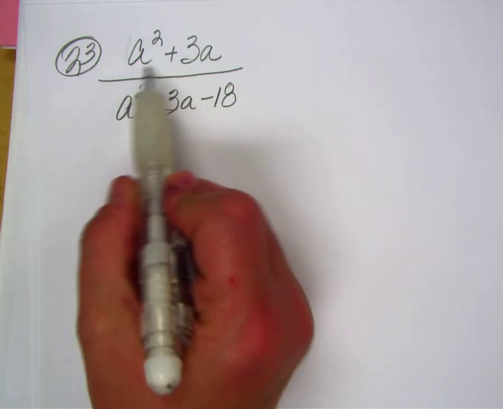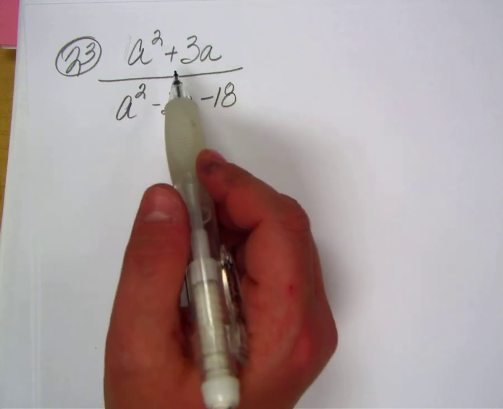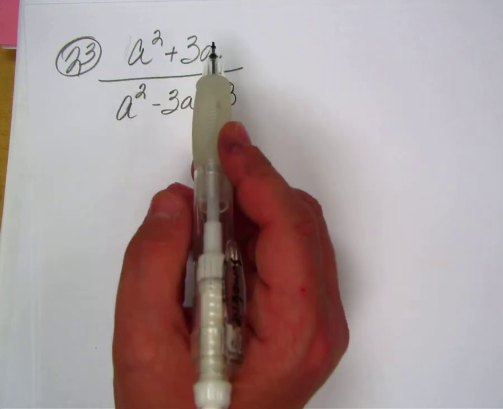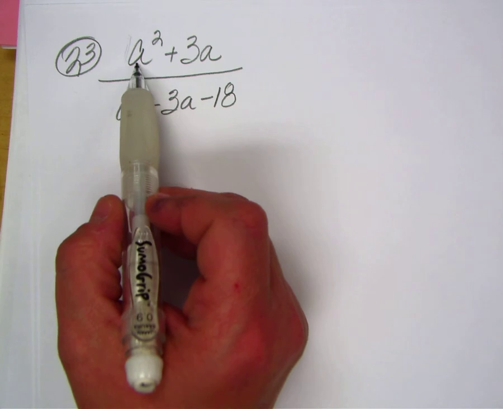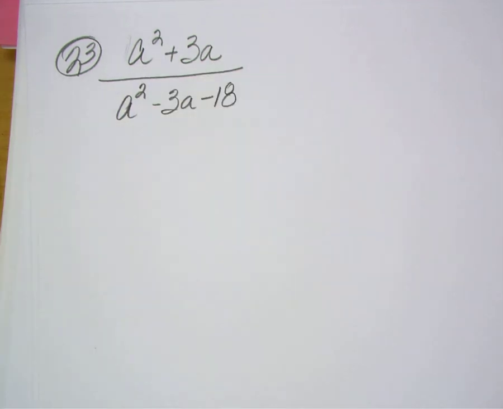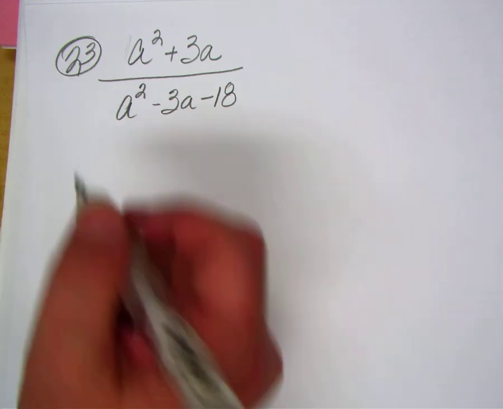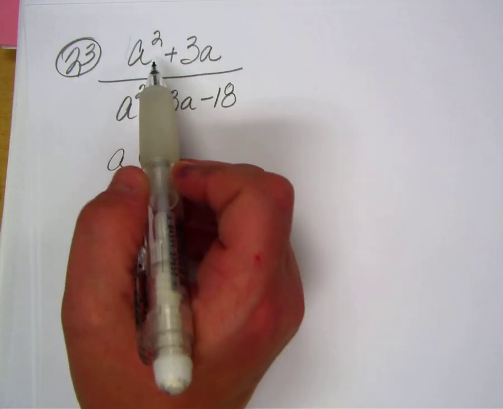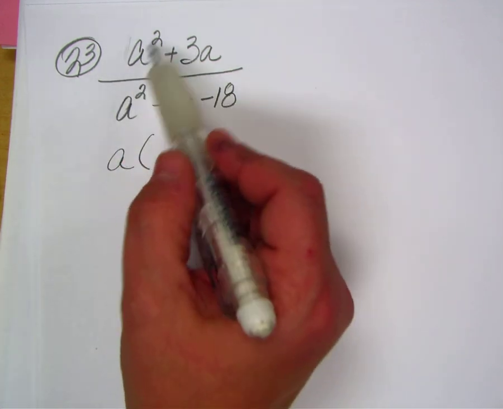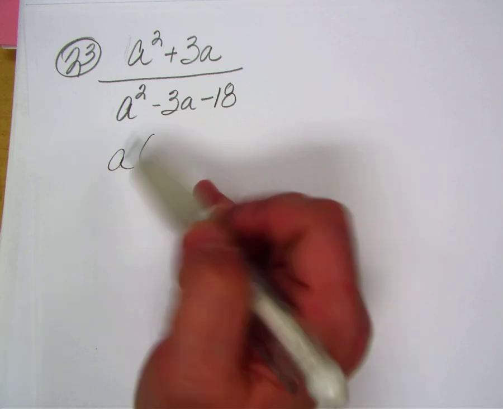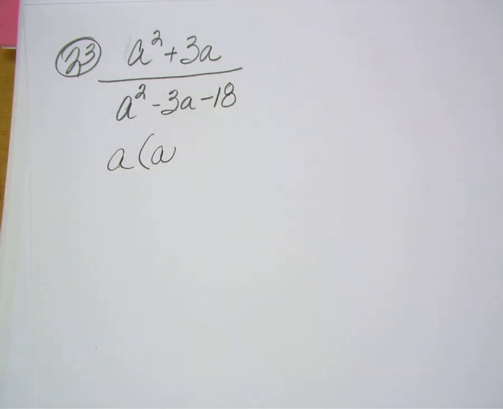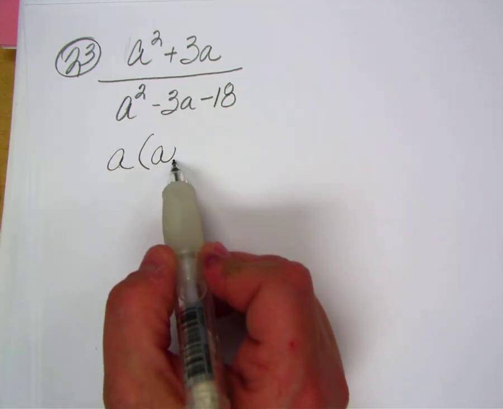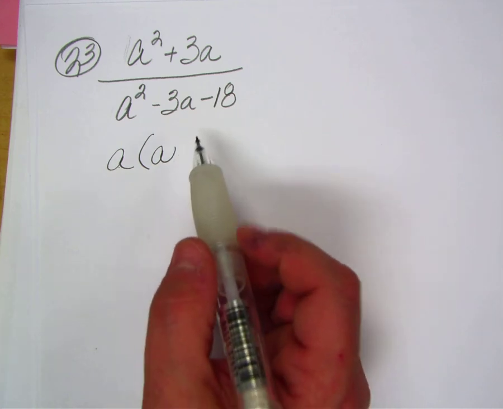So here, if I just look at the coefficients, I have a 1 and a 3, and the greatest common factor is a 1. But I have an a squared and an a. So both terms have an a. So what could I factor out? The a. What would that leave me here? I have 2 a's and I've used one of them, so I got one more. What's a times a? A squared. And then a plus 3.